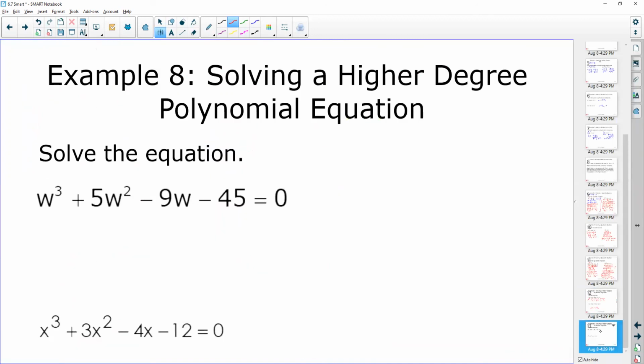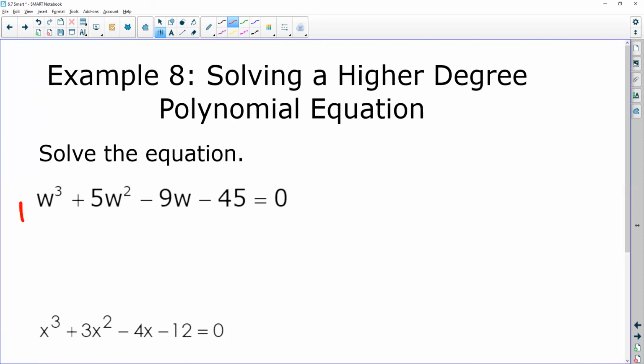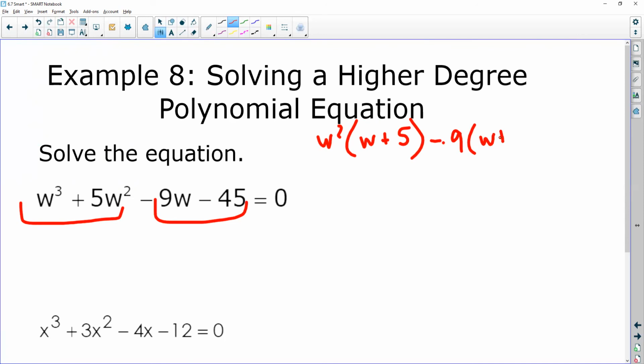All right, so solve this one. This one is weird, right? Something different about this. Well, let's talk about what that is. What's happening here is I can factor this by grouping. It's two groups, right? Four terms should always say two groups. So I'm going to take w squared out of the first group, and I'm left with w plus 5. And out of the second group, I'm going to take out negative 9 and get w plus 5.